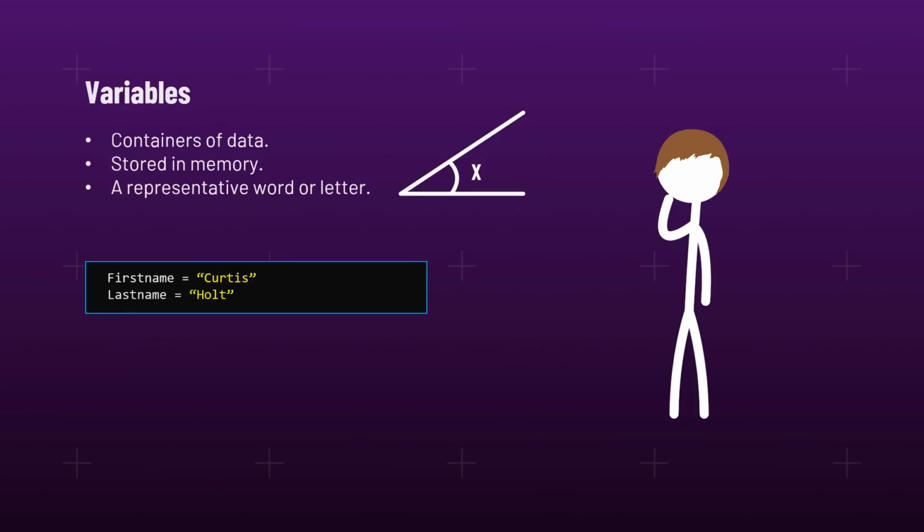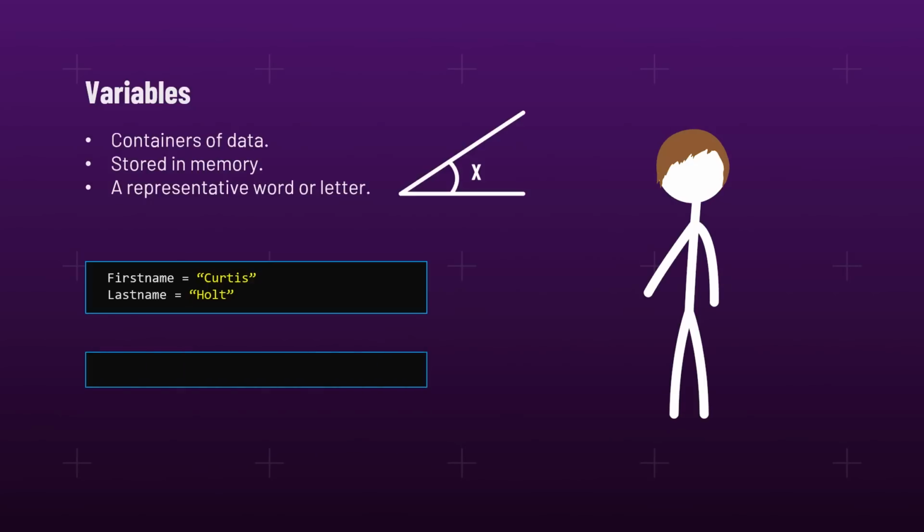Once variables have been created, they can be used to make other things. For example, I could make a new variable by combining these two. fullName equals firstName plus empty space plus lastName. The reason why I've added empty space in between the variables is because without it, firstName plus lastName would literally just squash the words together, and there would be no space in between the names.